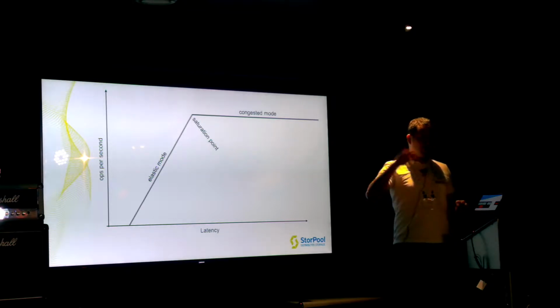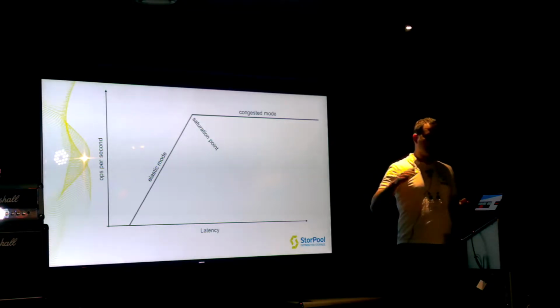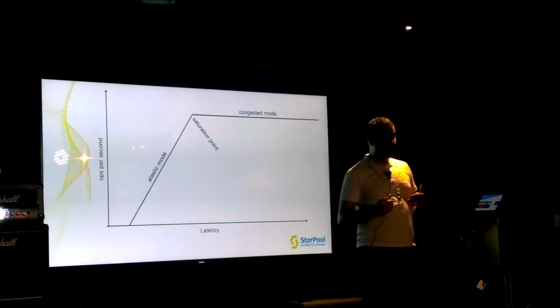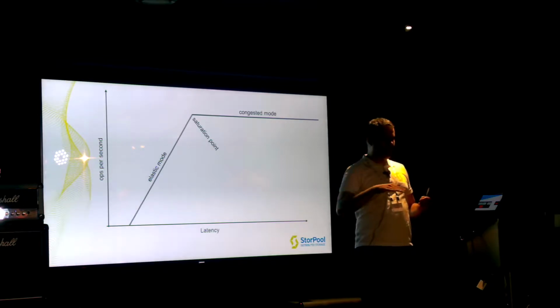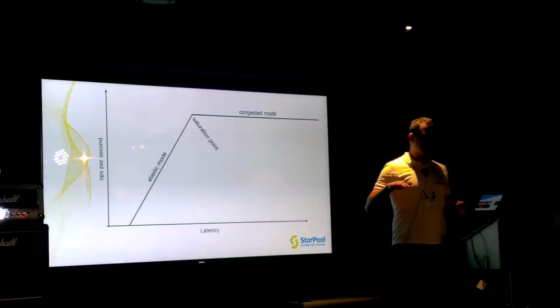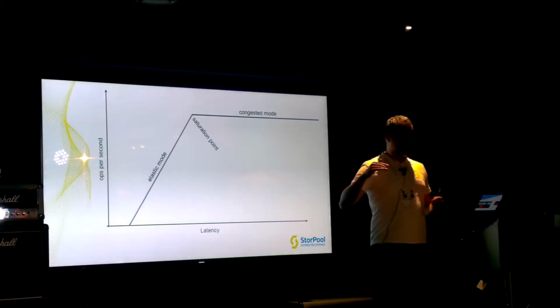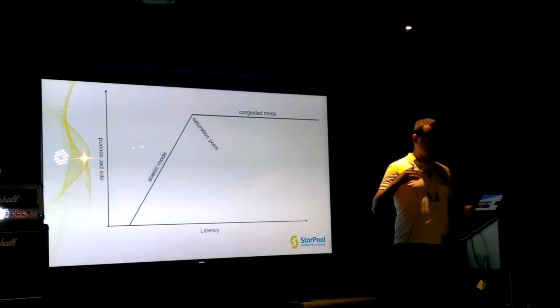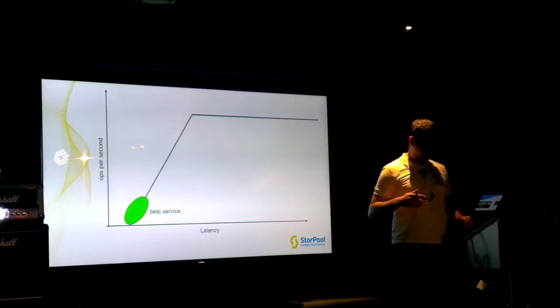So you have two modes for any system that can process operations. You have the elastic mode, where you request more performance from the system and it delivers more performance. Then you have the saturation point, and then the system goes into congestion mode. It cannot process any more operations with the required level of performance or low latency in this case.